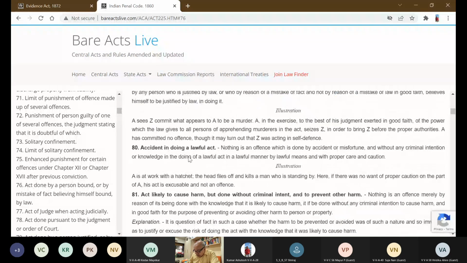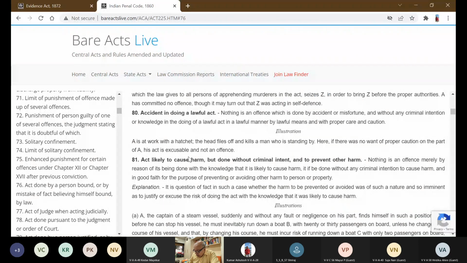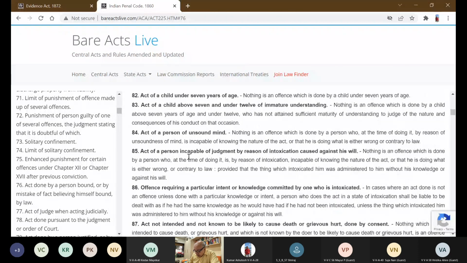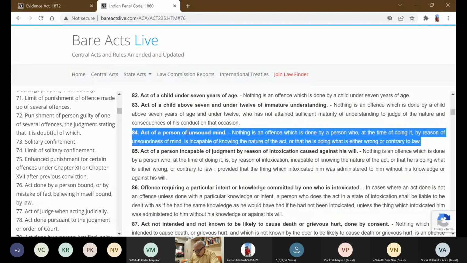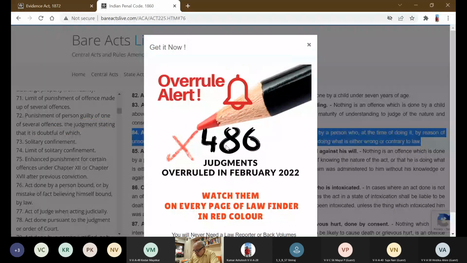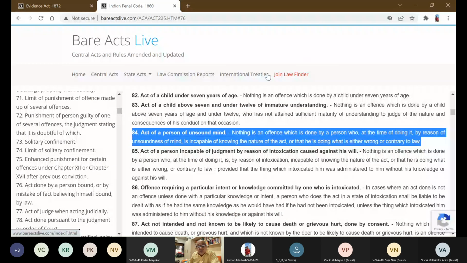Nothing is an offense which is done by a person who, at the time of doing it, by reason of unsoundness of mind is incapable of knowing the nature of the act or that he is doing what is either wrong or contrary to law. Section 84 के अंदर an issue will be framed; a charge of murder against him. He will take up the plea that at the time I was a person of unsound mind. So in that event, the burden will shift under the Evidence Act. Shifting of the burden, he has to prove it with the help of the experts.